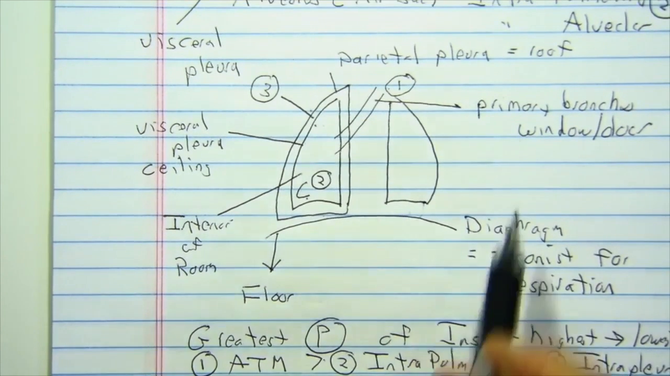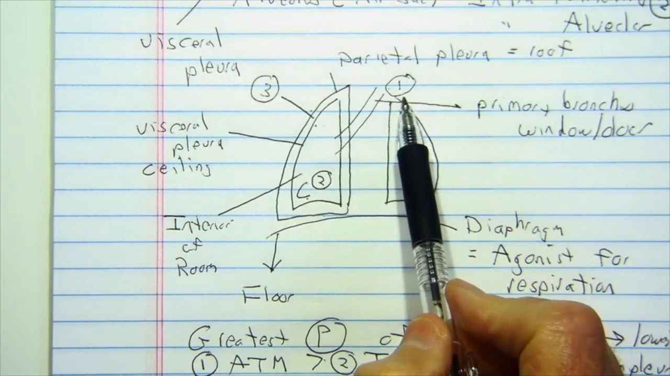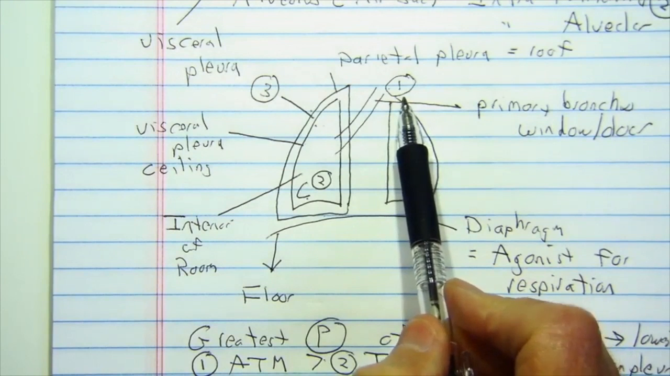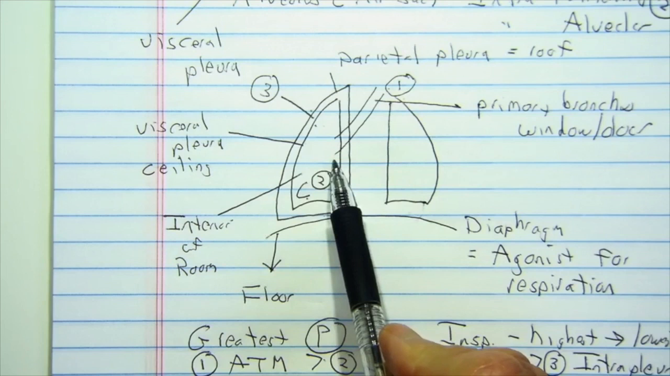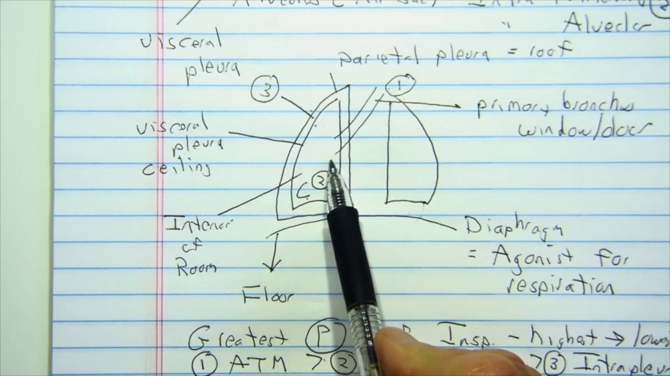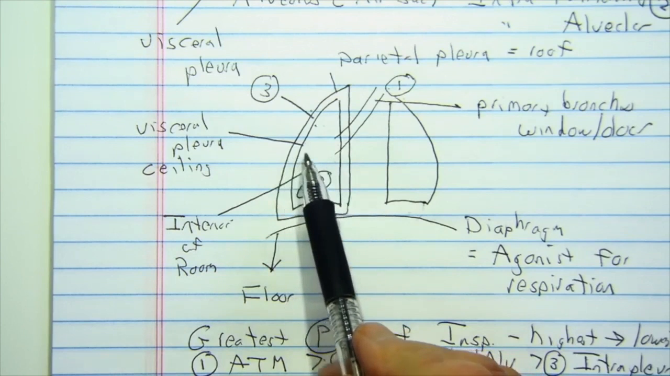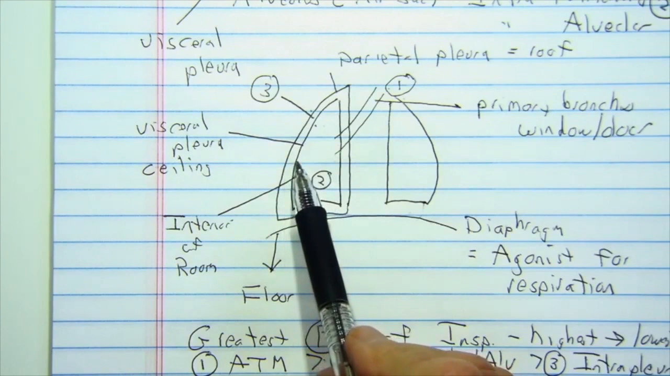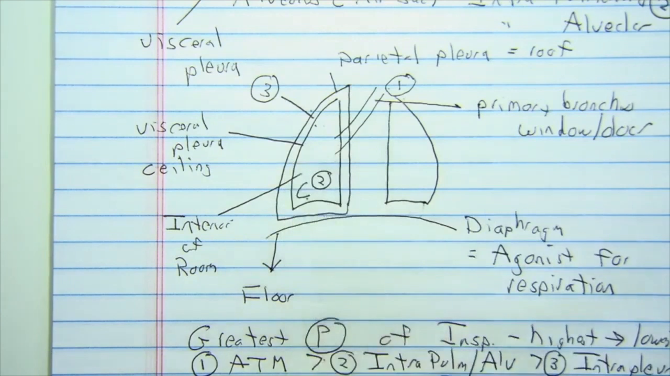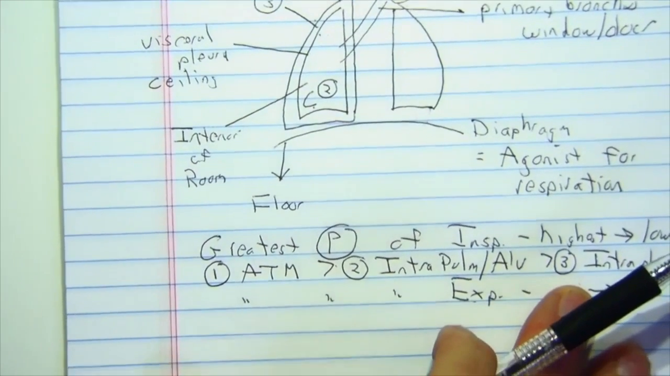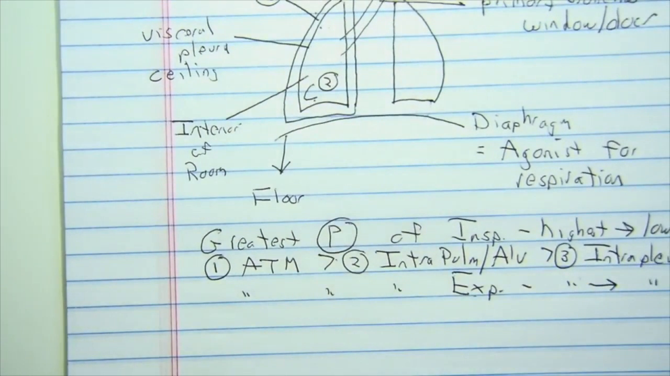Now, for air to come in, the pressure coming through that door, atmospheric, has got to be greater than the pressure inside of the lung, which is intrapulmonary, intraalveolar, which is going to have to be greater than the pressure between the ceiling of the room and the roof of the building, and that's going to be intrapleural. If I want now the air to go out, a lot of people look at it and say, well, if it's 1, 2, 3 going in, it's going to be 3, 2, 1 going out. And the answer is that's incorrect.